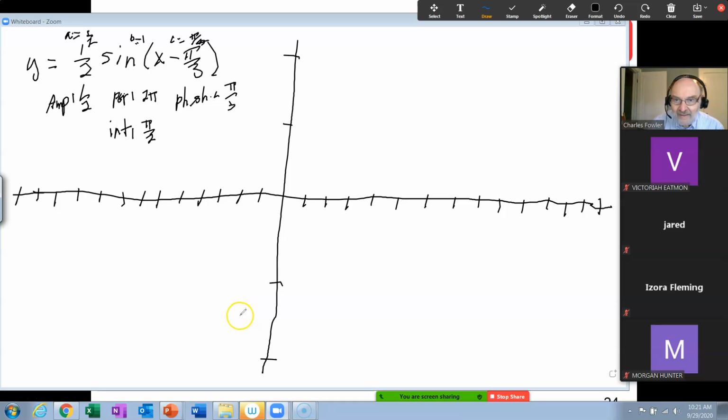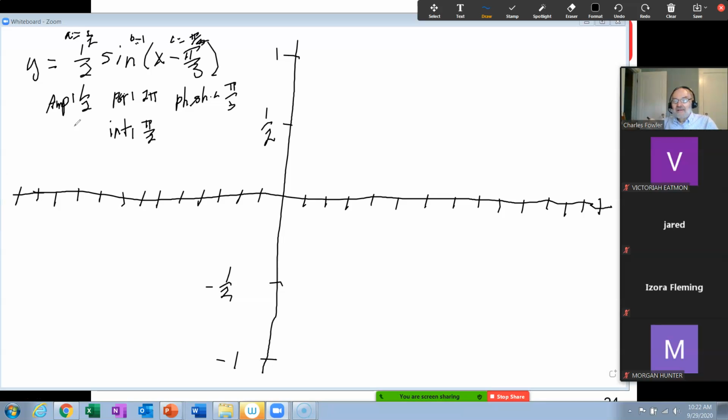Now, let's do the vertical scale. That's easy. That's the amplitude. This is 1/2. This is 1. This is minus 1/2. And this is minus 1. I knew that was going to be because the amplitude is 1/2. So I wanted to get those in there.